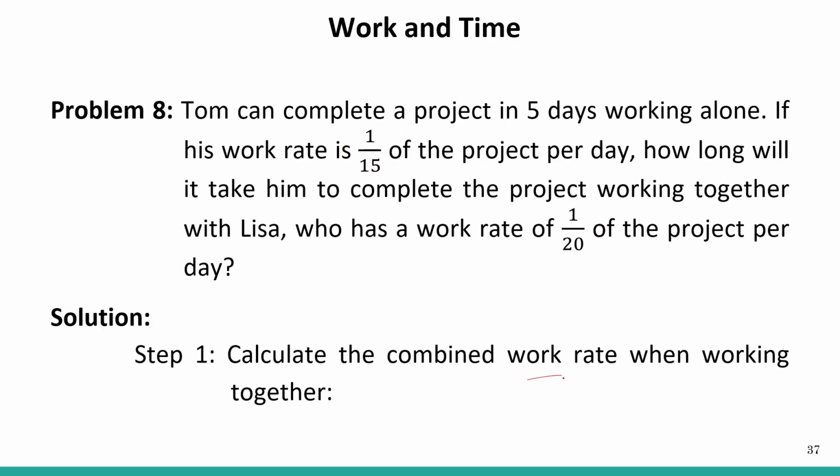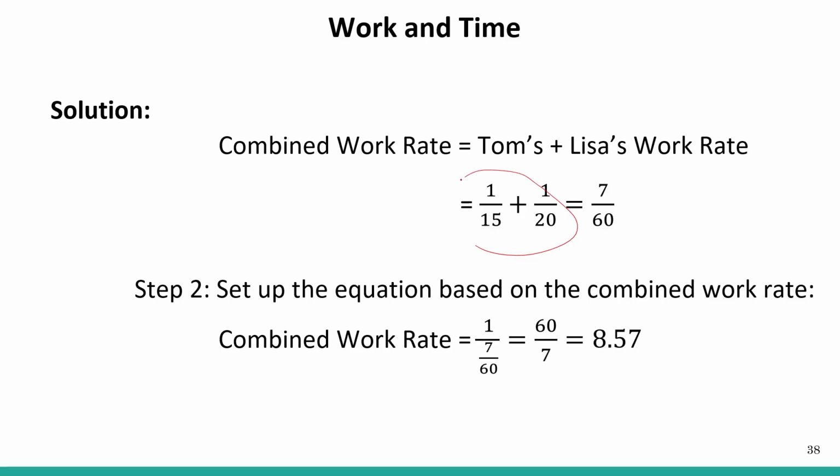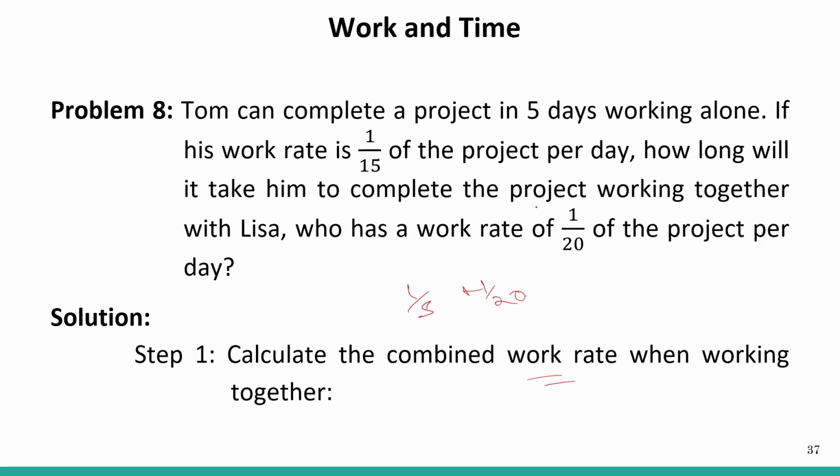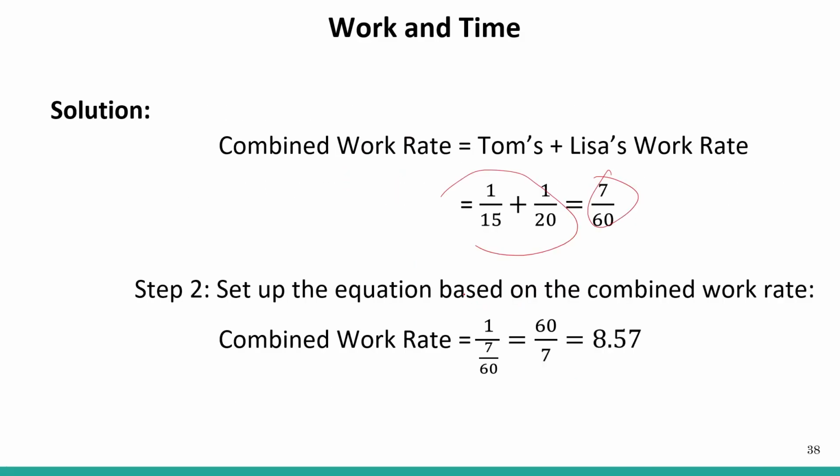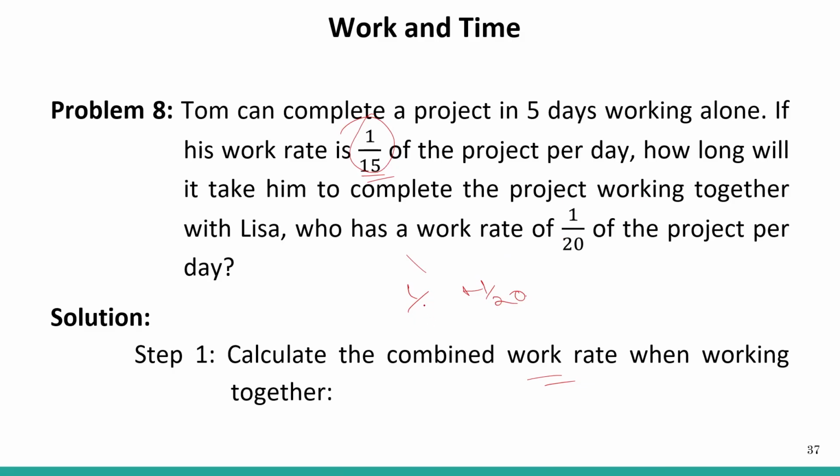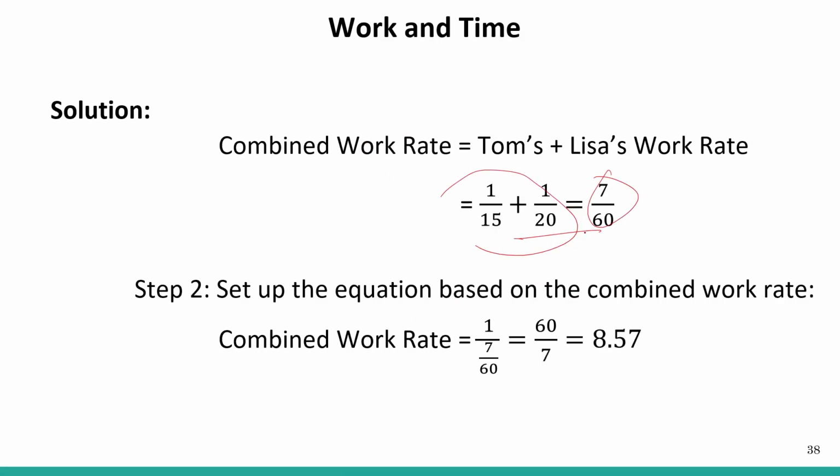So calculating the combined work rate. Okay, combined work rate will be what? Tom's work rate is 1 by 15, and Lisa's work rate is 1 by 20, right? So 1 by 15 plus 1 by 20 is equal to what? 7 by 60, right? Okay, so for this project it will be this. So 1 by 15 plus 1 by 20 is equal to 7 by 60.